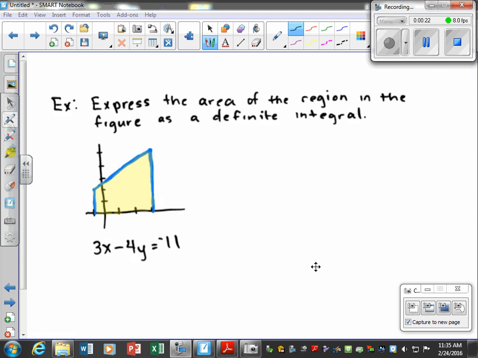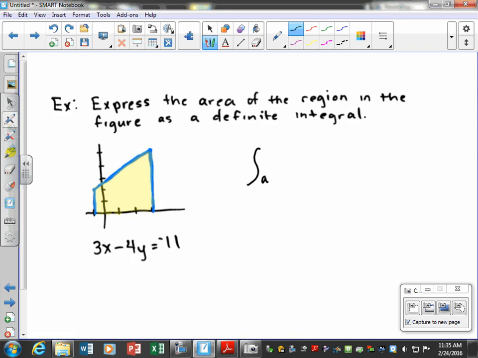So first thing we're going to do is remember that area is equal to the integral of f of x dx. So basically we want to write this in terms of f of x dx. Now f of x means the same thing as what? Y equals. So is this in y equals format? No, so you need to do a little bit of algebra and write it in y equals format first.